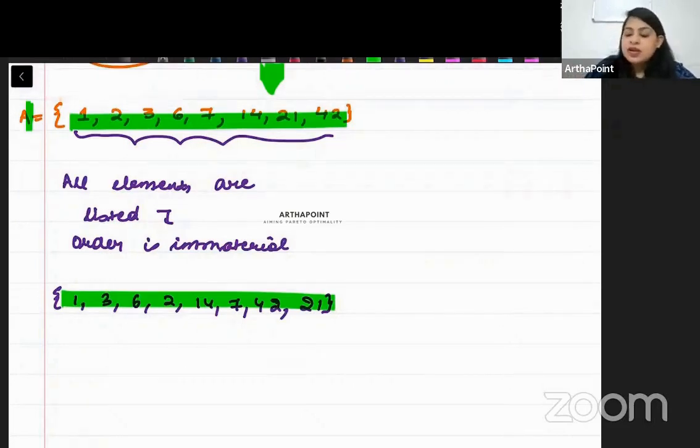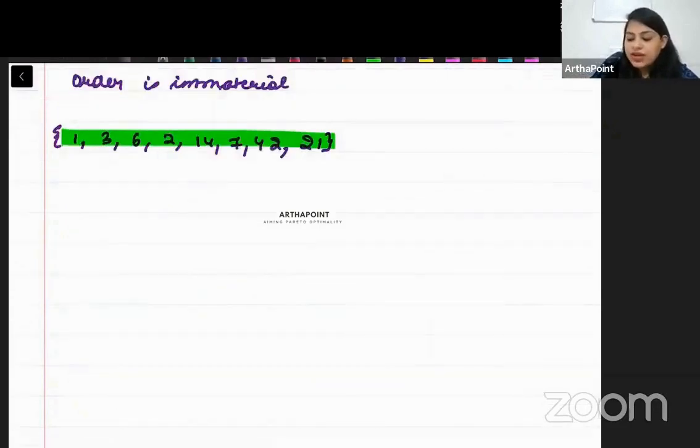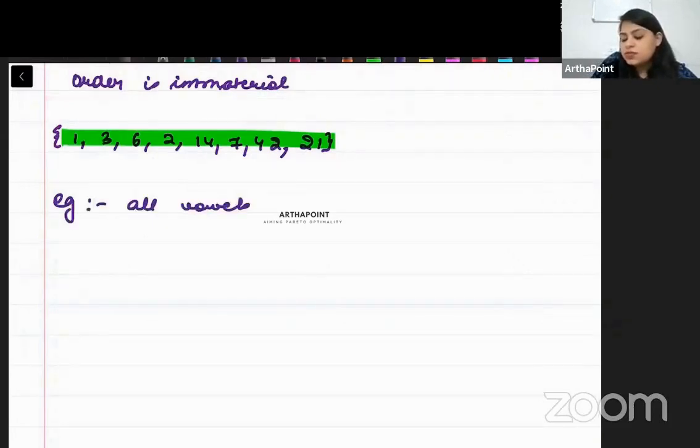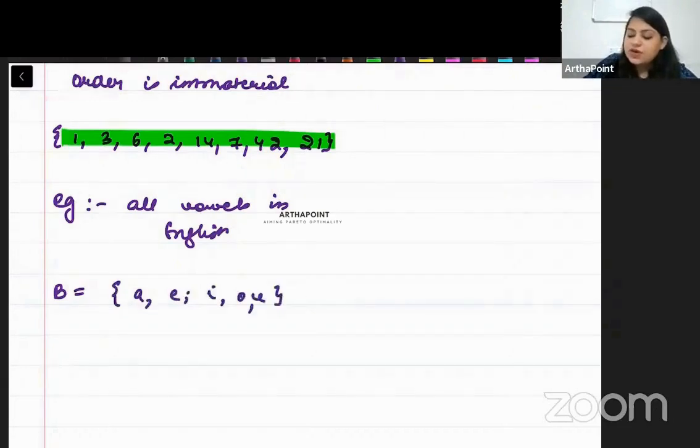ठीक है बेटा? Similarly, suppose I ask you, write in the roster format and give all vowels in English. So you can represent that set by B, suppose. So B is that set which has all vowels. कौन से vowels हो गए बेटा? A, E, I, O, U. These are the different vowels that you have. ठीक? Similarly, odd numbers, etc.